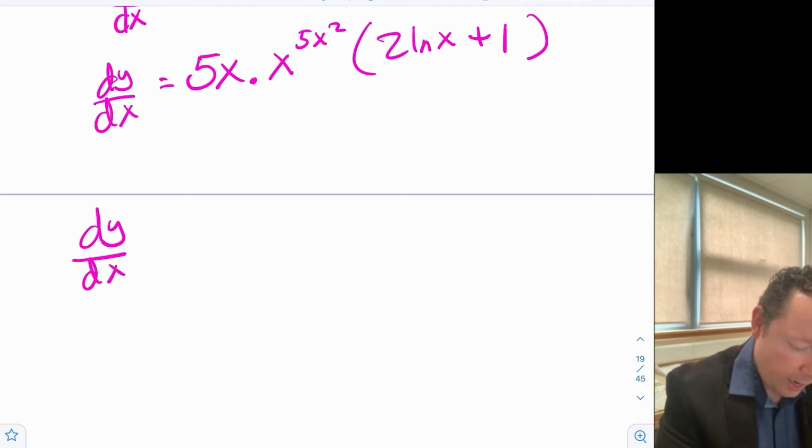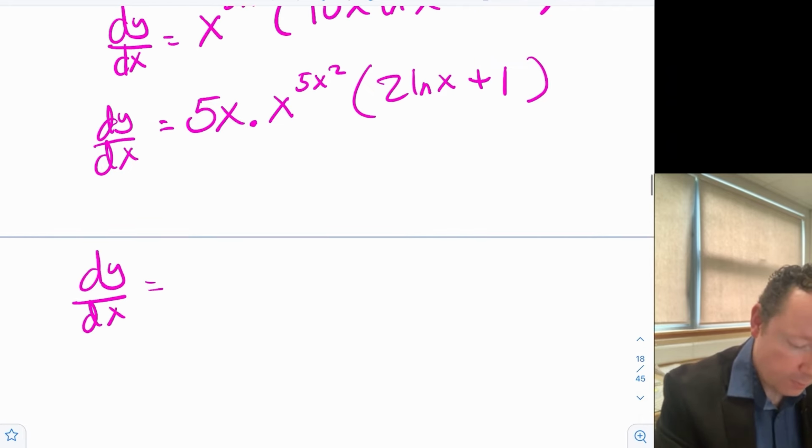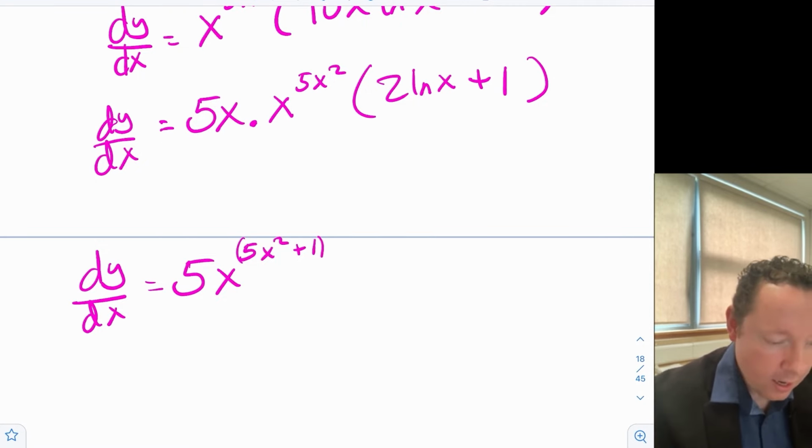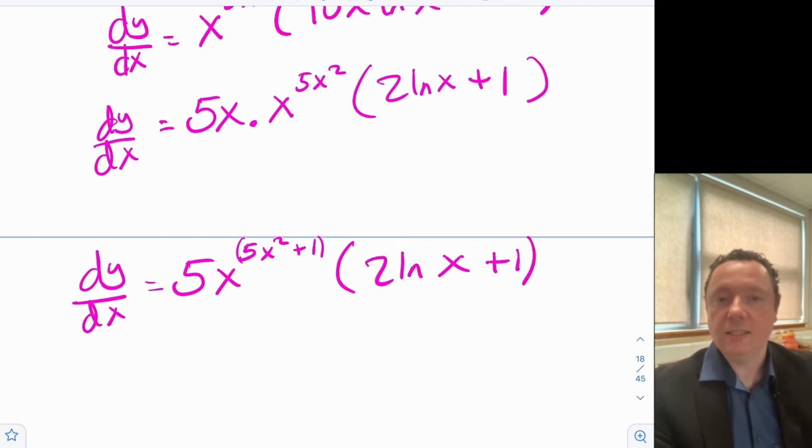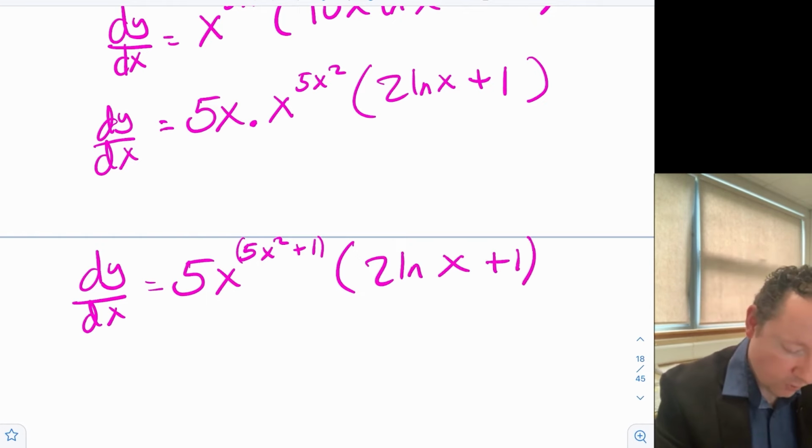So dy by dx. So I've got 5x times x to the 5x squared, so I can add the power, so that's just a power of 1. So that's going to be 5x squared plus 1. So I've got 5x to the 5x squared plus 1. I'll put that in brackets for clarity. And that's times by 2 log x plus 1. And that's as simple as it's going to get. So I'm done there.